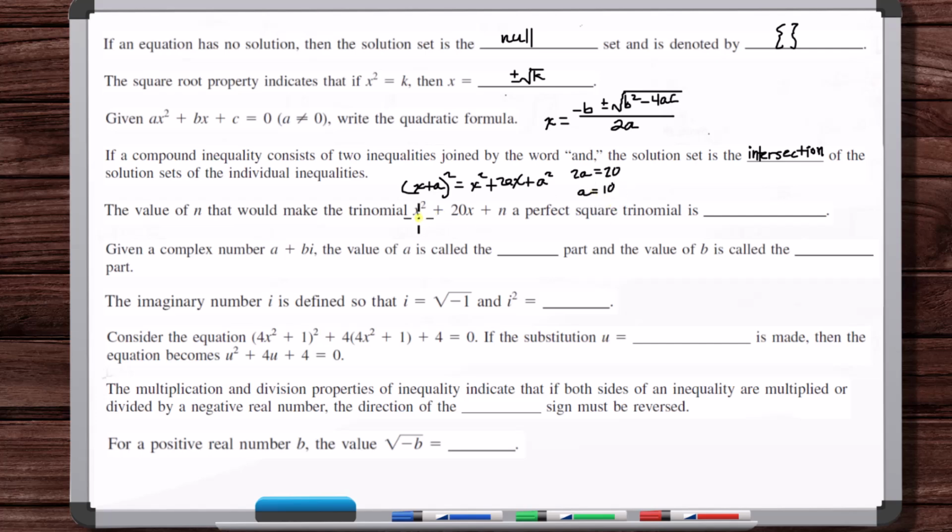So if we had x squared plus 20x plus, and then put 100, because a squared, then we would have a perfect square trinomial. That would be x plus 10 squared.